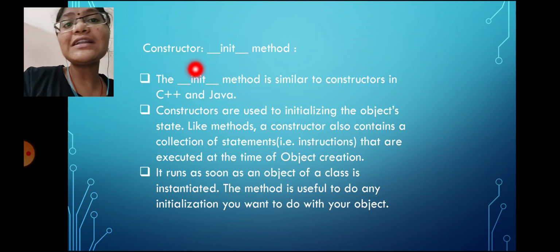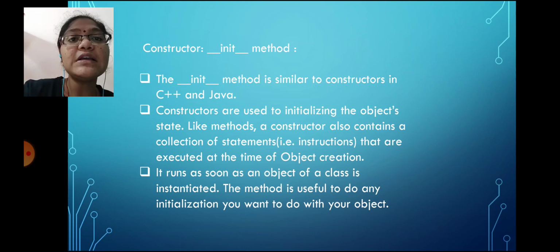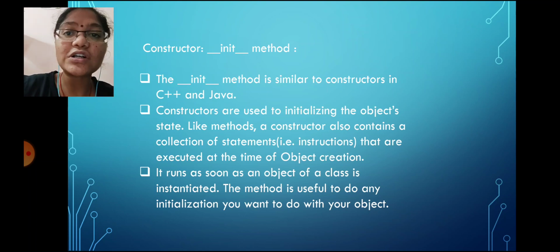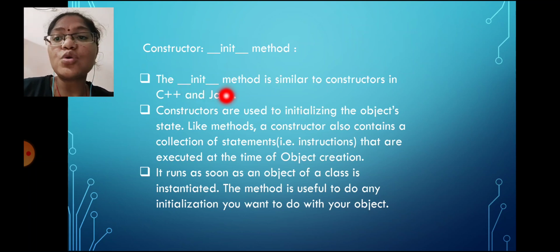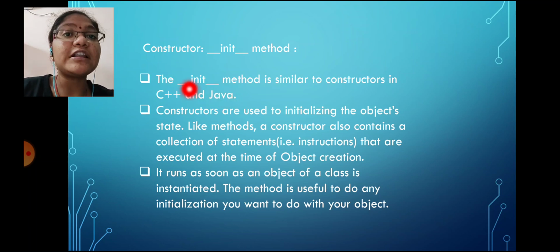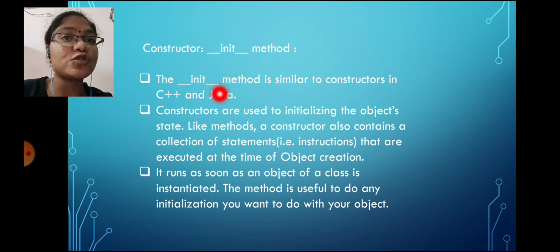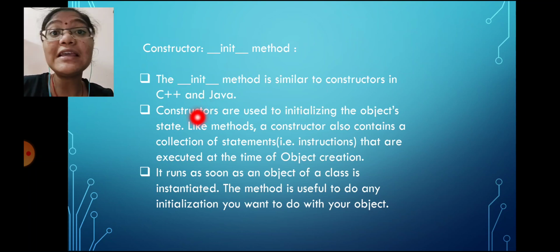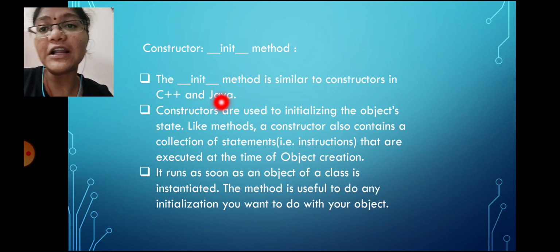Constructor. The constructor is a special method available in the class. The purpose of the constructor is to initialize the data members. The name of the constructor is __init__: it is preceded by a double underscore, followed by init, and ends with a double underscore. In Java, the name of the constructor is the same as the class, whereas in Python, the name of the constructor is __init__.